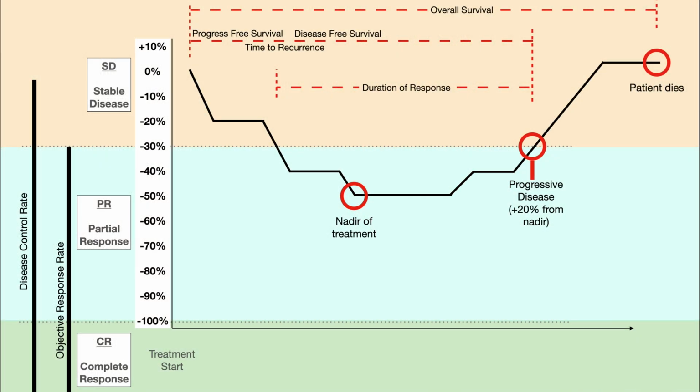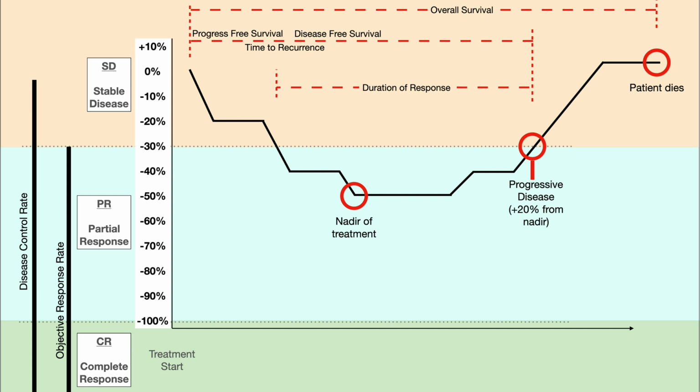Those are very similar, but they are going to start at time of treatment initiation, and they're going to continue until the patients have progressive disease. PFS is going to include patients that have died, whereas time to recurrence is actually not going to include those that died. Duration of response is also different than PFS, because the time point starts from when the patient had either a CR or a PR.